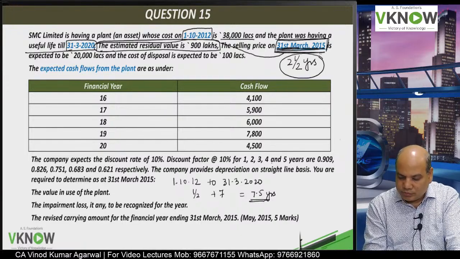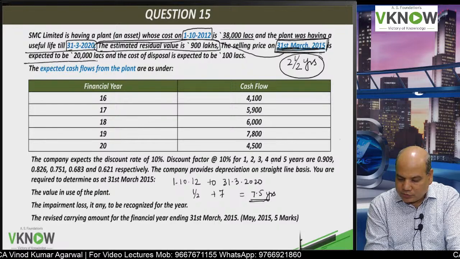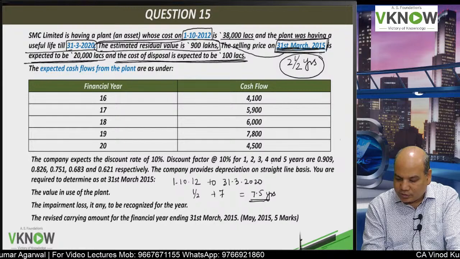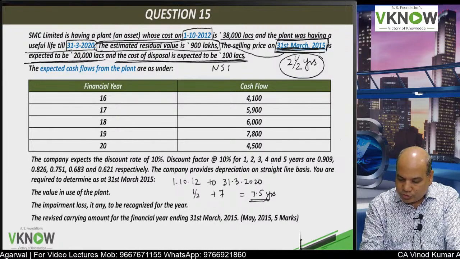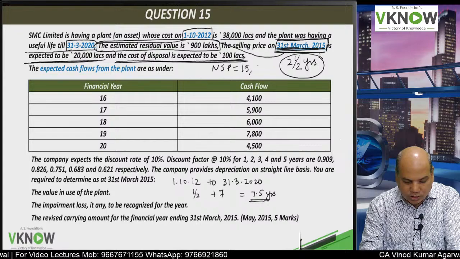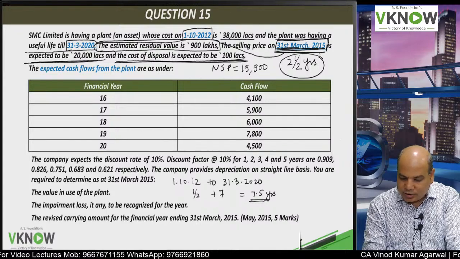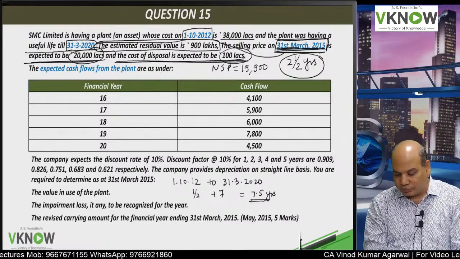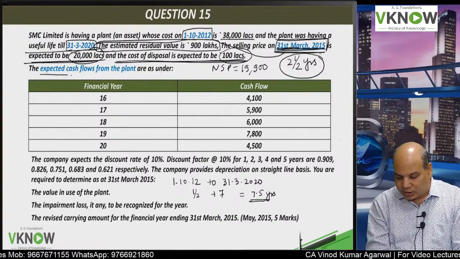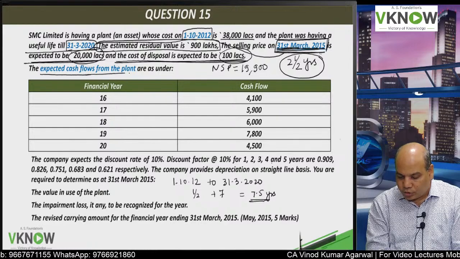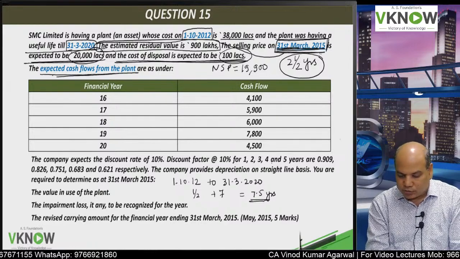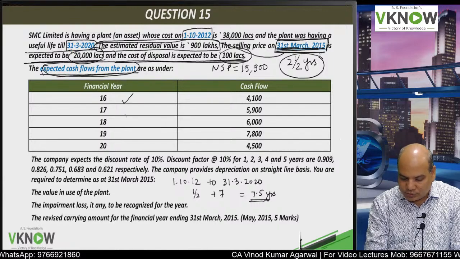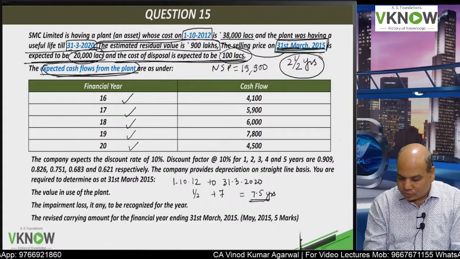2.5 years are over. The selling price is 20,000 lakh and the cost of disposal expected is 100 lakh. So net selling price will be 19,900. 20,000 minus 100, 19,900. Now they are saying the expected cash flow from the plant are as under. So these are the next 5-year cash flow given to you.